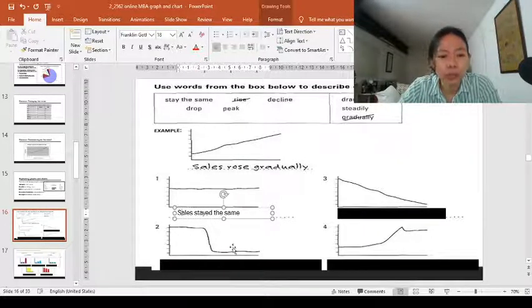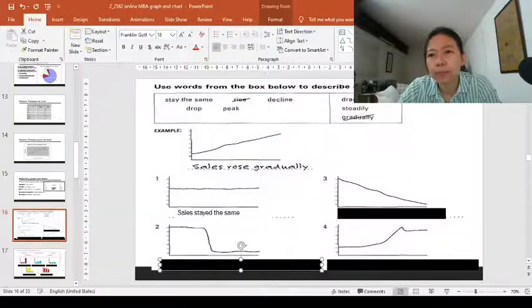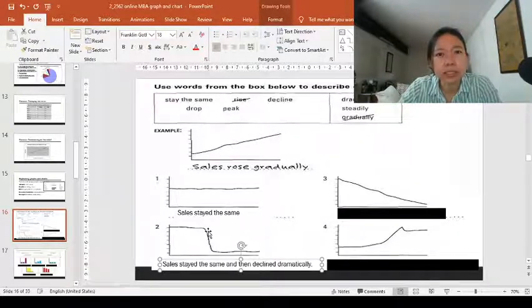So when you can read this very well, you can choose the right verb and adverb to explain the line graph here. In these sentences, you can write something like: sales stay the same and then decline dramatically. We use dramatically here to explain how the sales decline or drop. Next, look at picture number three. Here we see the downward trend. In the downward trend, we can use decline or drop.